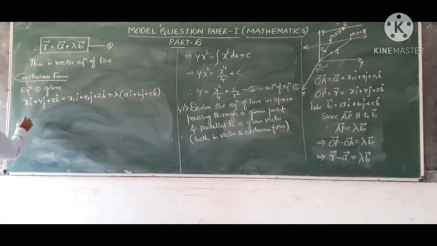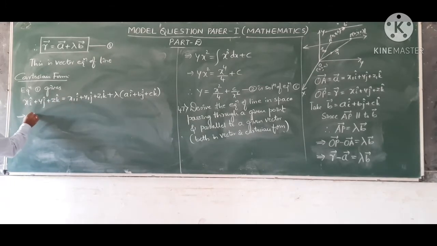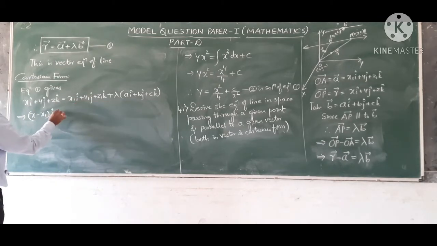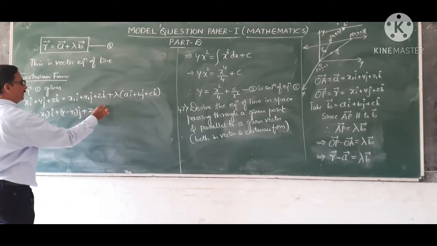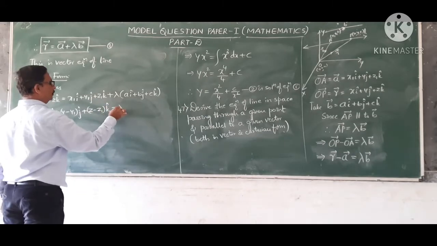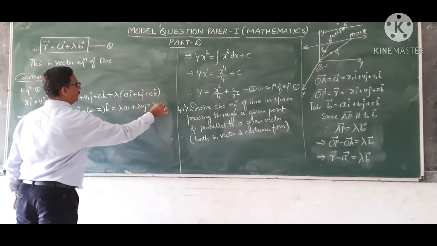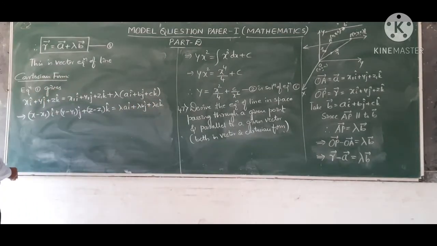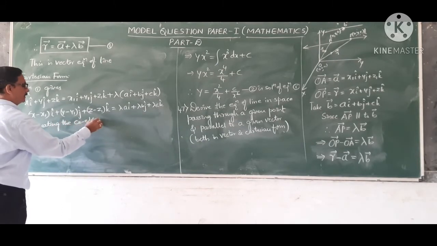Okay, simplify. This implies xi and here x1i. What is common? i is common. We write (x minus x1) into i. Right? yj, y1j, j common: (y minus y1) into j. zk minus z1k: (z minus z1) into k is equal to lambda ai plus lambda bj, remove that bracket, lambda ck. Now equating the coefficients of i, j, k in LHS and RHS.